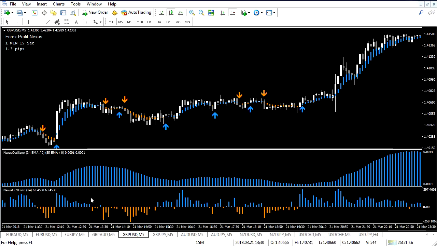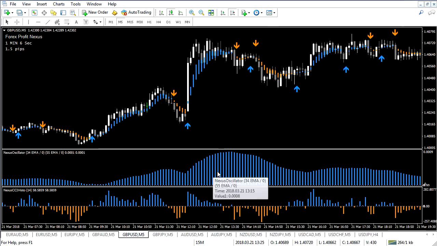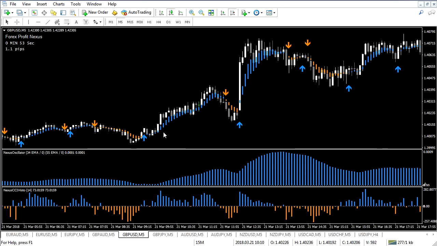So with the CCI histogram, it follows the same rules as it does with the wave. When we have a blue Nexus Oscillator, we're looking for the histogram to turn from orange to blue. And then on the close of the candle that prints the first blue bar, then we could be looking to take a long trade. Now, that's basically how this system works.